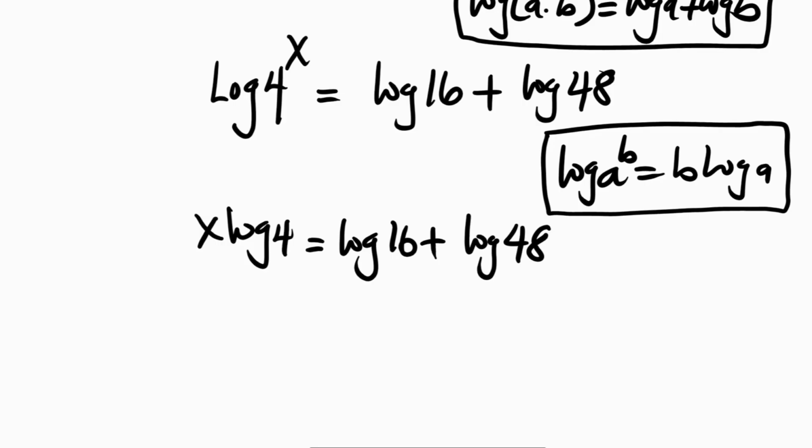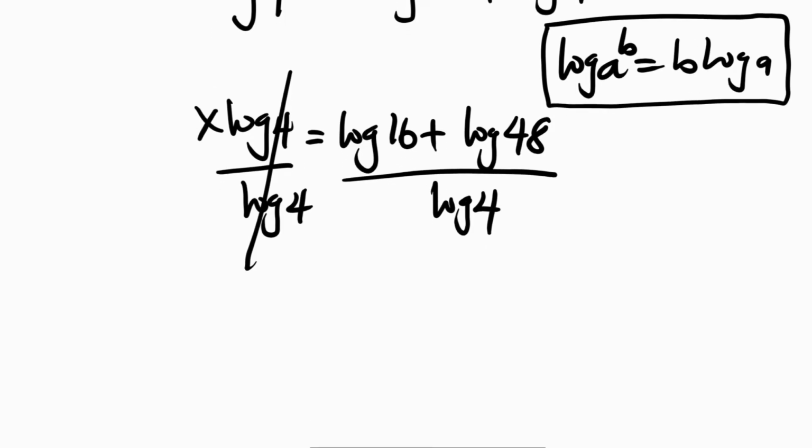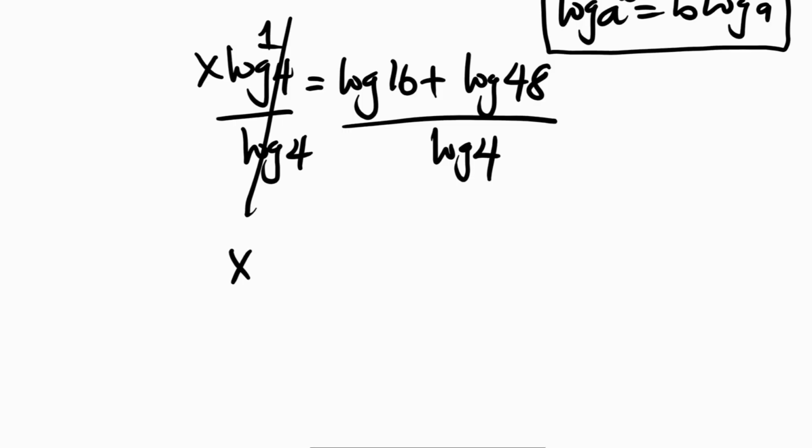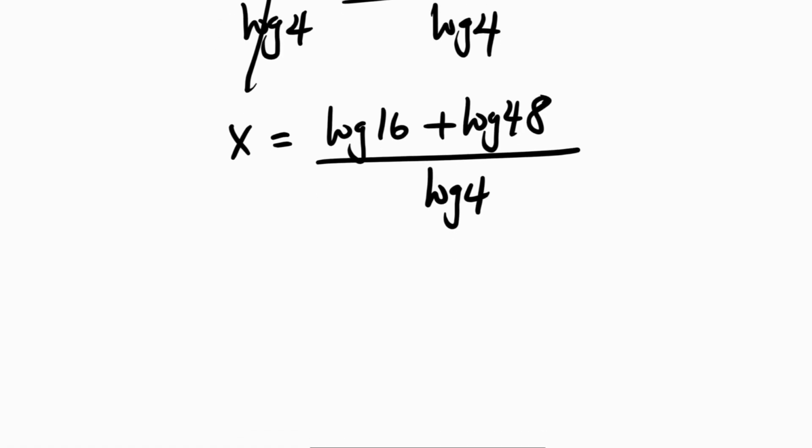So now to find the value of x, we just divide through by log 4. Divide through by log 4. Left-hand side, log 4's cancel out to 1. So now we have that x is equal to log 16 plus log 48 divided by log 4. Trying to solve this step by step so you can easily understand, okay?